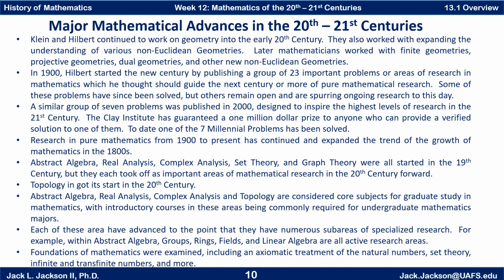Research in pure mathematics from 1900 to present has continued and expanded the trend of the growth in mathematics in the 1800s. Abstract algebra, real analysis, complex analysis, set theory, and graph theory were all started in the 19th century, but they each took off as important areas of mathematical research in the 20th century forward. Topology really got its start in the 20th century, although there's some precursors of it before. Abstract algebra, real analysis, complex analysis, and topology are considered core subjects for graduate study in mathematics, with introductory courses in these areas being commonly required for many undergraduate mathematics majors.